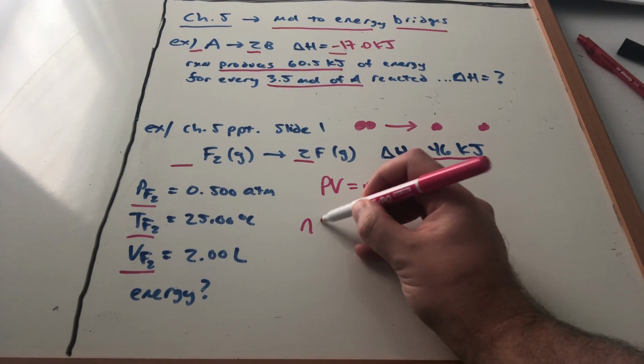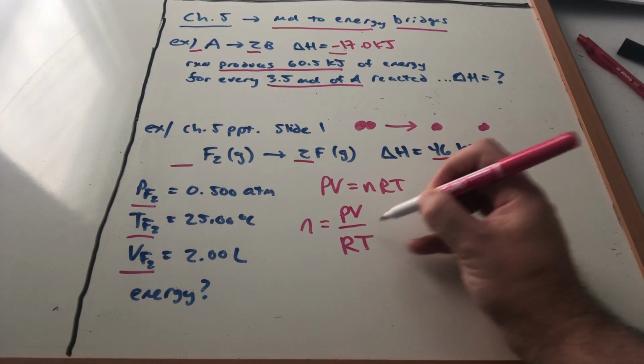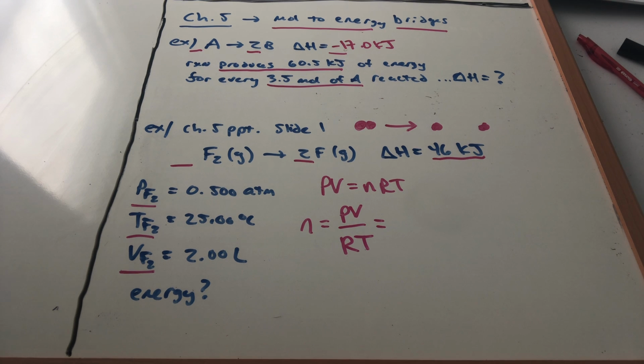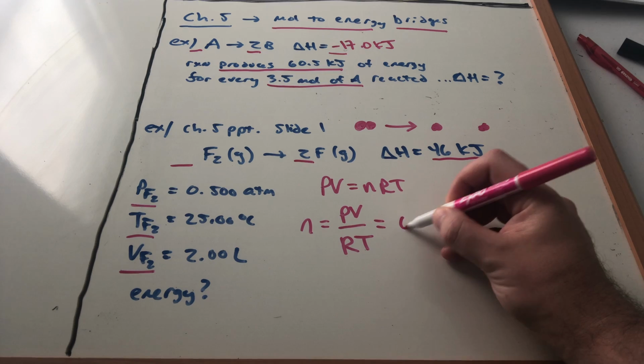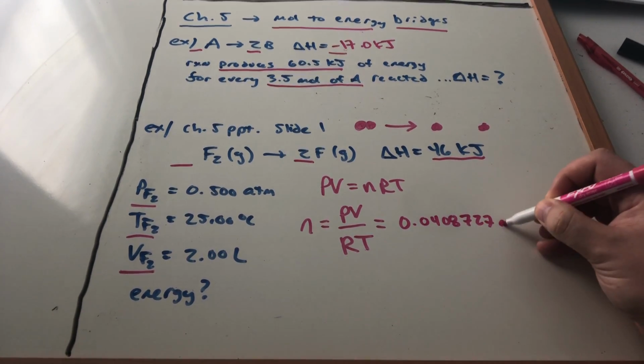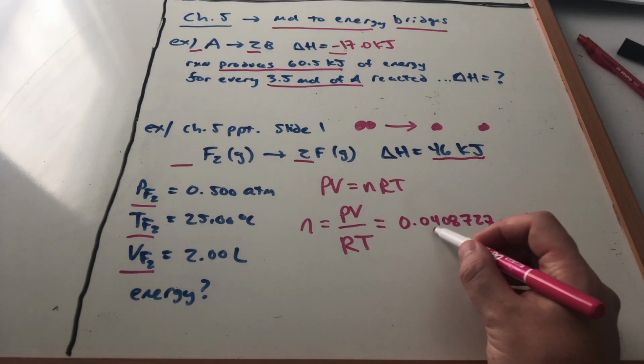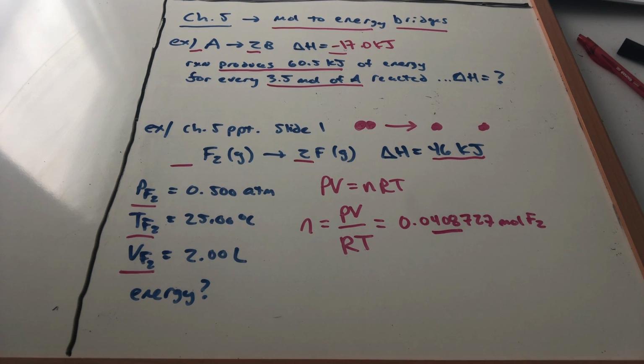And so what I can do is I can solve this for n, which looks like PV over RT, okay? Now, you can do this work on your own, okay? I'm going to write down what the answer is here, but I want you to confirm it. Remember that this degree Celsius would have to do what? Be converted to Kelvin to get the correct answer. But what I get for the moles of F2 gas is 0.0408727 moles of F2. If I pay attention to significant figures, there would be 3 significant figures there.